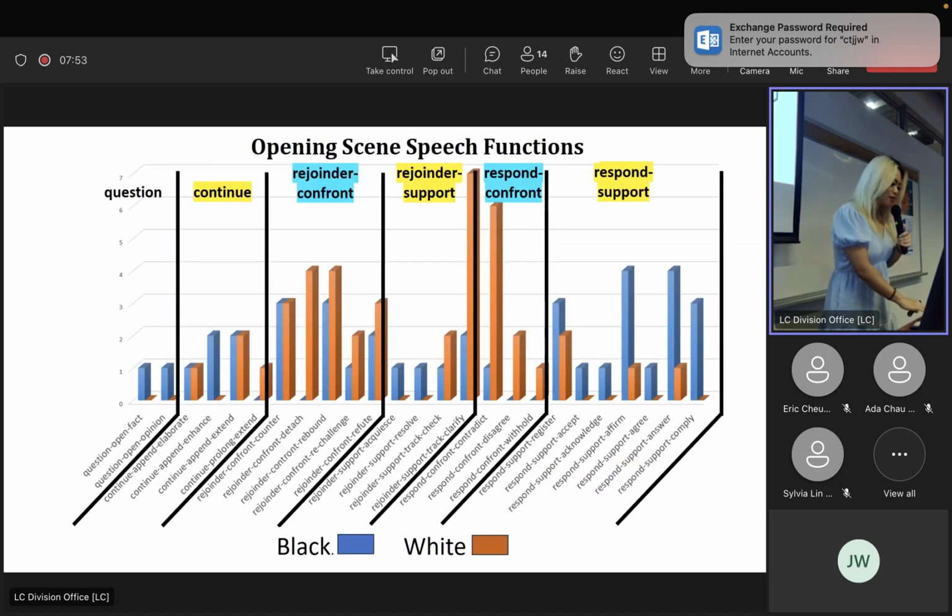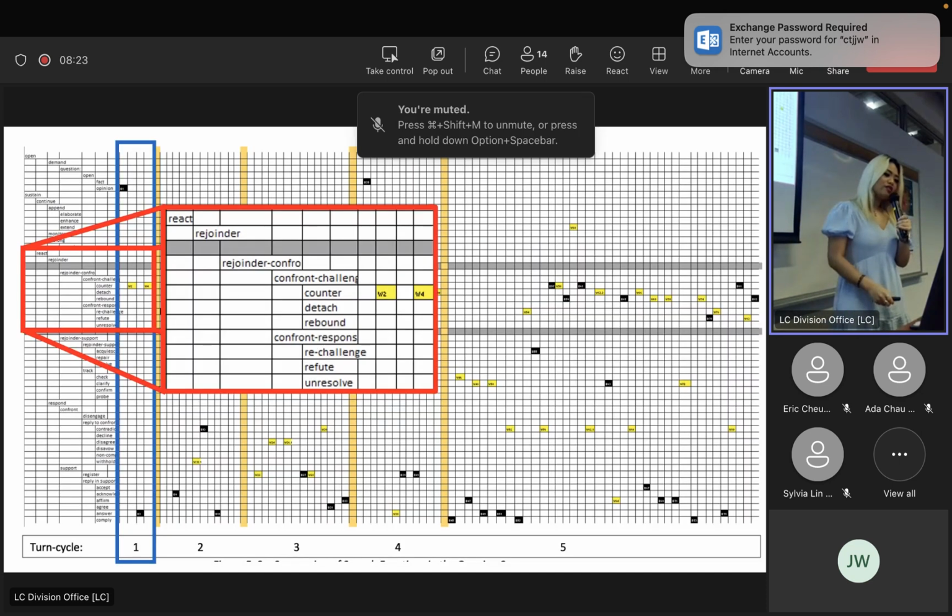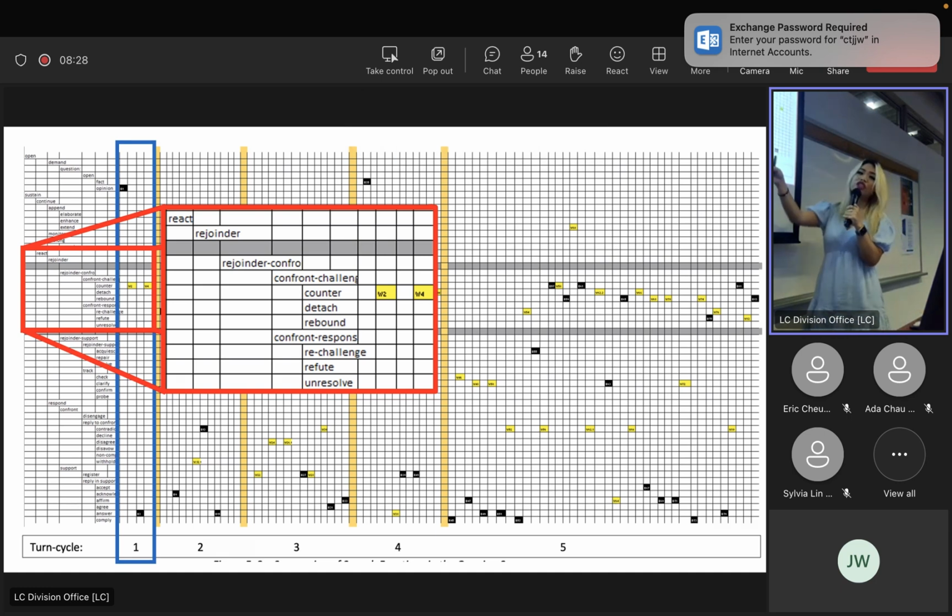At the same time, I also did some opening scene speech function analysis between Black and White. As you can see from the chart, Black's move in the opening scene is continuing the exchange by asking questions. So this is the question part. Black is the one asking questions in order to move the conversation forward. But White is more confrontational, trying to stop or break off the conversation. I also mapped out the sequence using their speech functions in order to show the progression throughout the turn cycles.